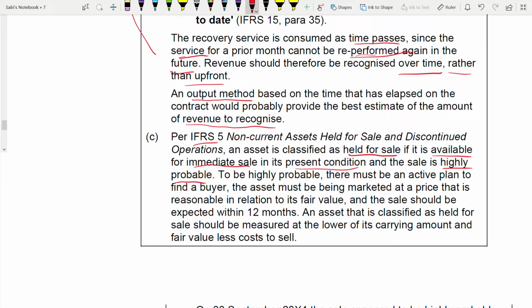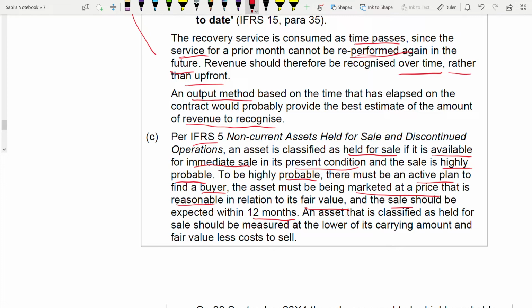So from the case study you have to refer. For it to be highly probable, there should be an active plan also. What is that active plan? That you are finding a buyer. It should be marketed at a price that is reasonable in relation to its fair value, not too high or too low. You're charging a price which is reasonable compared to the fair value currently in the market. And this sale should be expected within 12 months, not more than that.